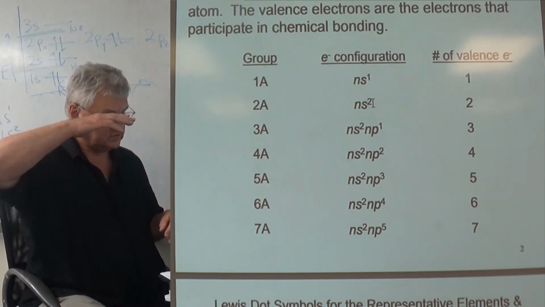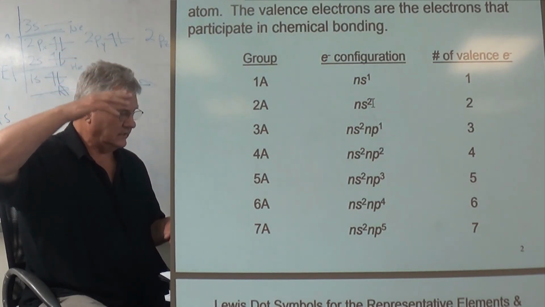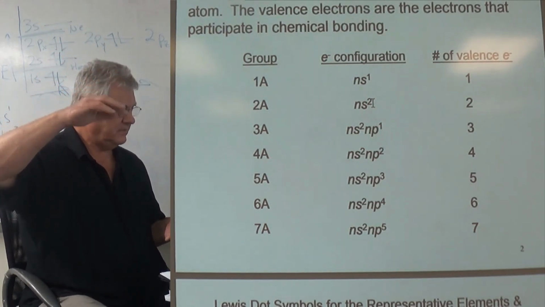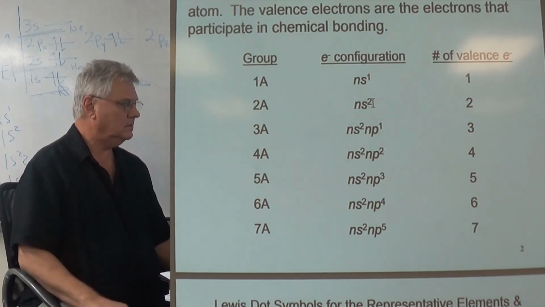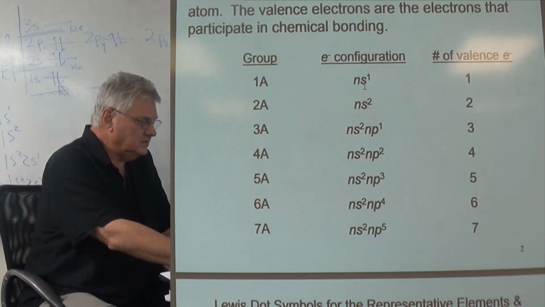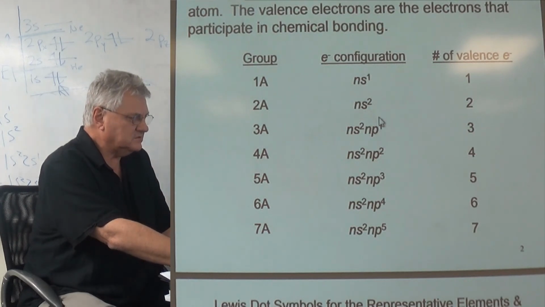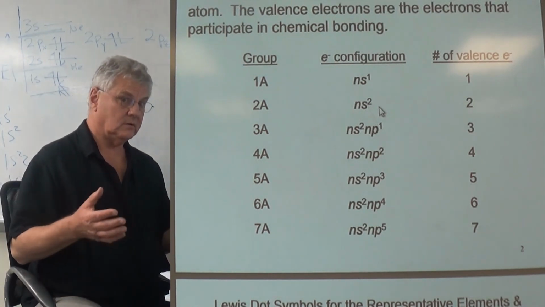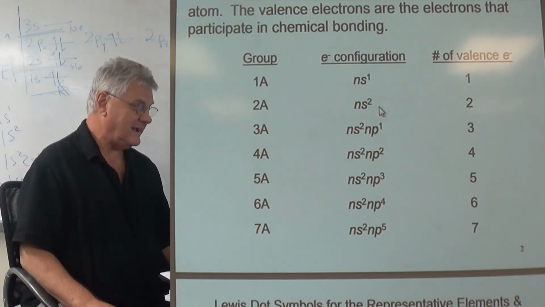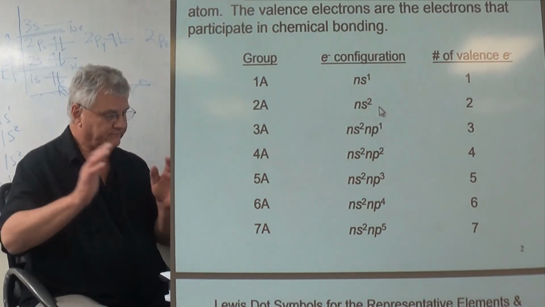If they lose those outer s electrons from that s orbital, then they've got a filled shell below it. When these metals, group 1A and 2A, lose those valence electrons, they end up with the electron configuration of a noble gas, and you have a filled shell.